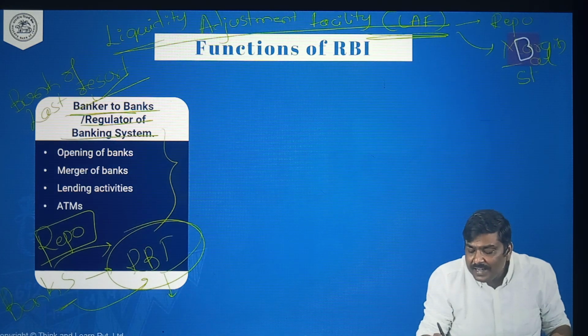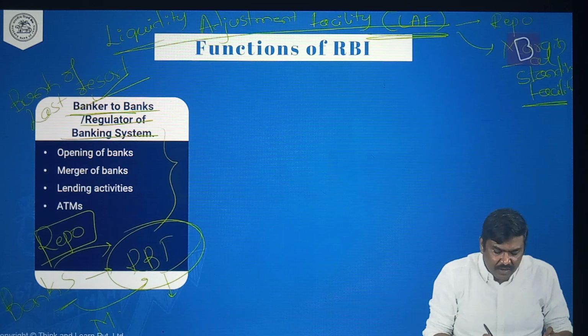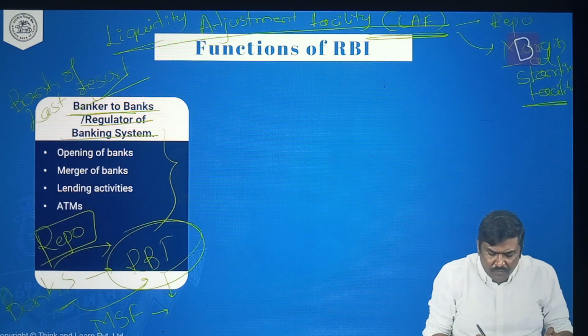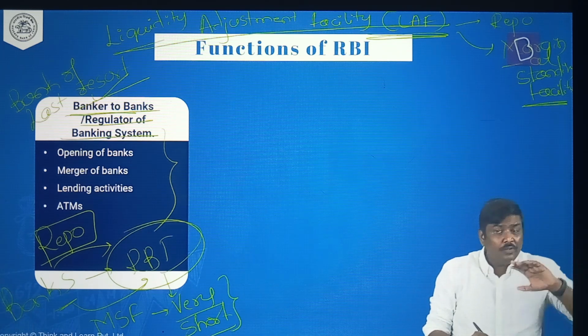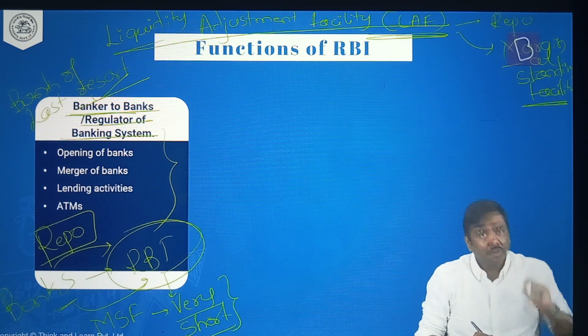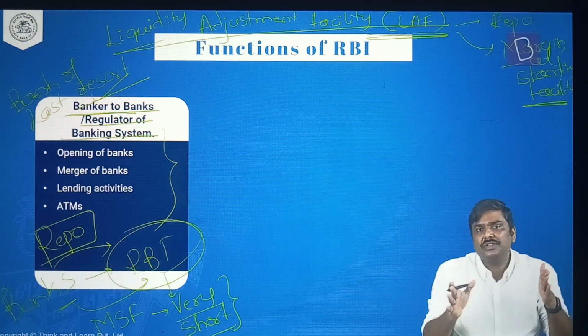And for this reason, under the liquidity adjustment facility, RBI has tools such as repo and marginal standing facility, MSF. Now, what is this marginal standing facility? Look at this. Under the marginal standing facility, under MSF, banks can borrow for a very short duration. Banks are allowed to borrow for very, very short duration, generally for overnight purposes from RBI, to adjust their liquidity requirements.